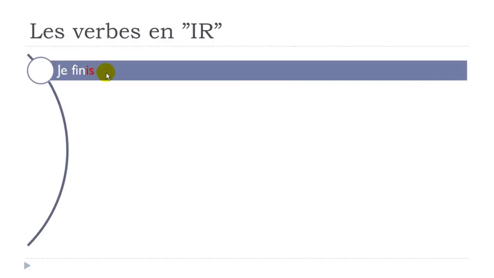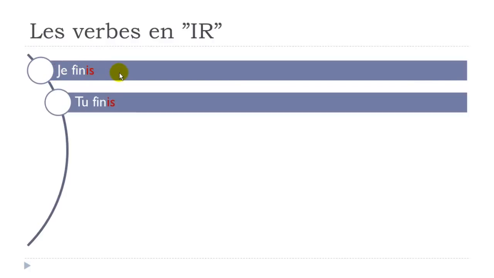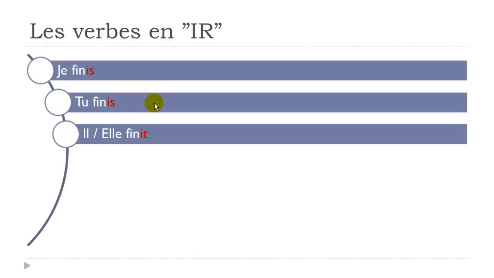Je finis. Okay? Tu finis. So ES as well, like we had for je. So same way to pronounce it as well. You don't pronounce the final S. Tu finis. Il, elle finit. So IT. Final T not pronounced. Il, elle finit.